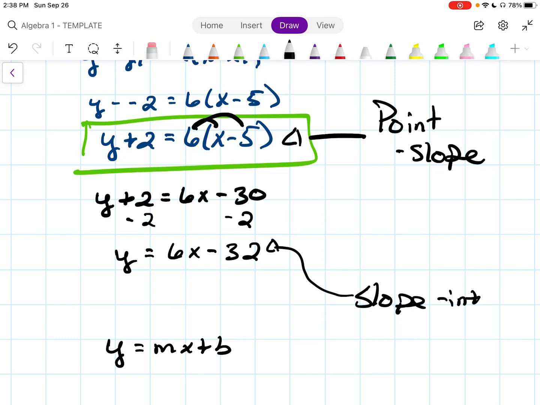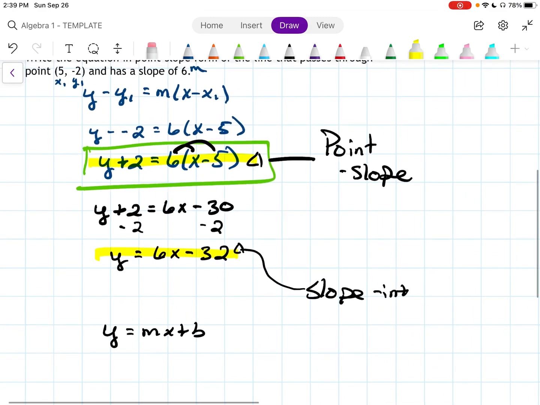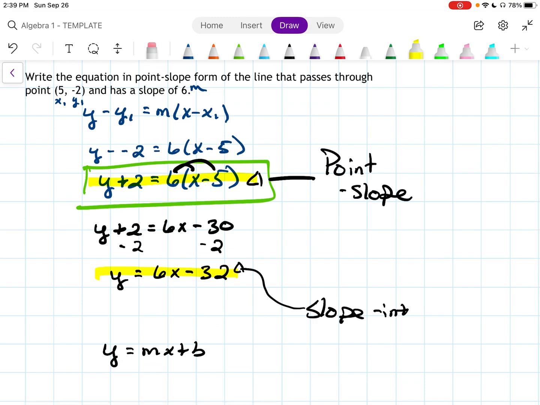And there's different value to each form. The first one, I could look at that and say my slope is 6, and I have the point 5, negative 2. If I look at the bottom one, in slope-intercept form, I can say my slope is 6 and my y-intercept is negative 32. There's value in both of these, but I just wanted to show you how you could convert down to the other one there. All right, that's all.